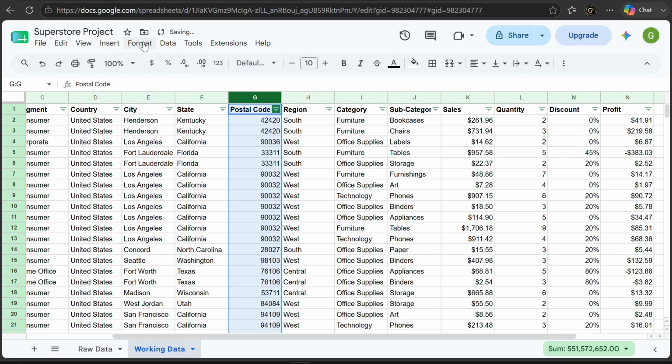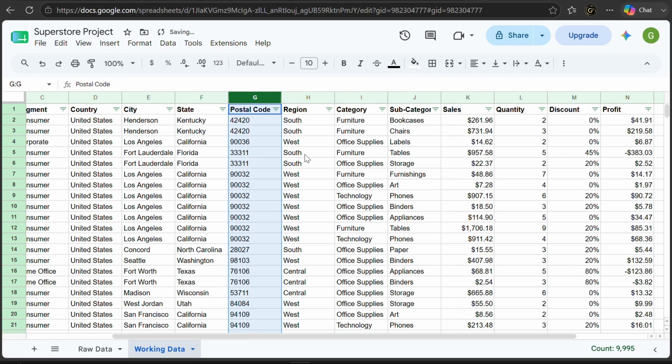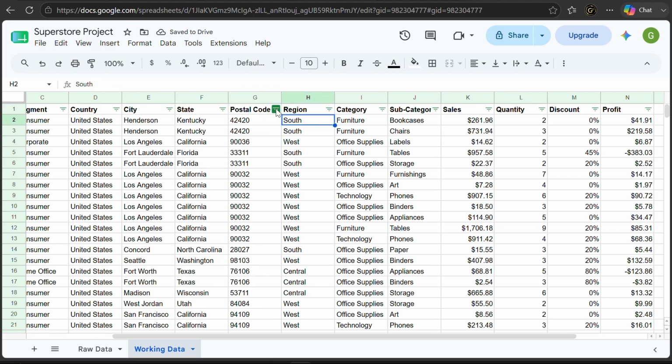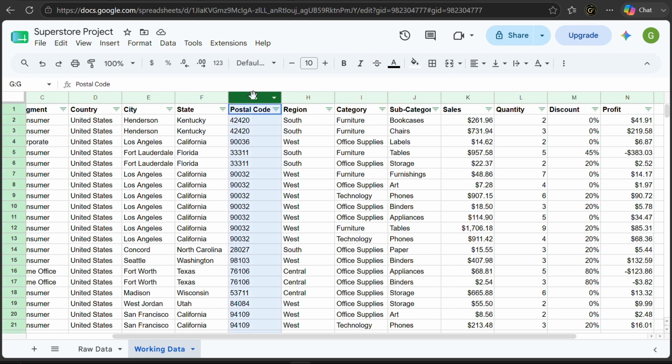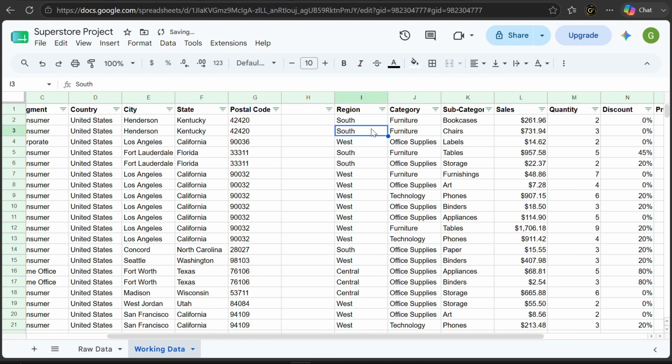So first of all, let me format this as plain text, right? And let me still check again. Okay, we still have those 4 digits, right? So permit me to just quickly do this again. Insert one column, right? I'll call that postal code. We already know what to do. Oh, sorry. Postal code.